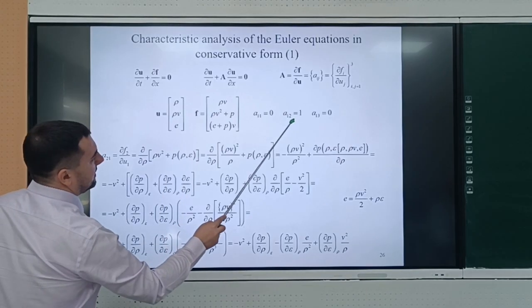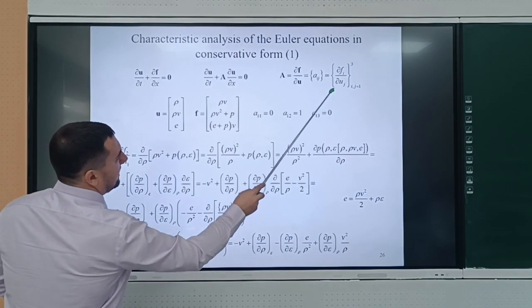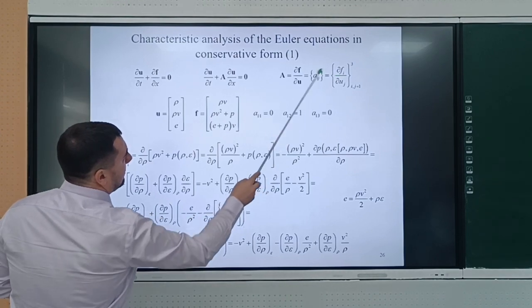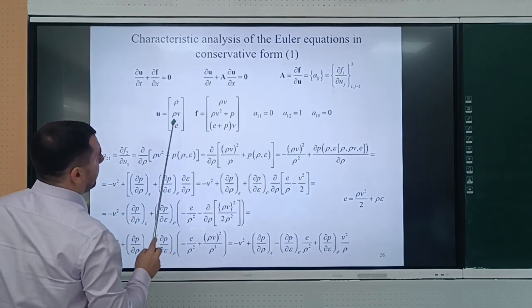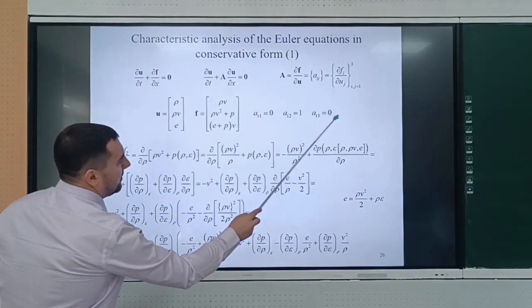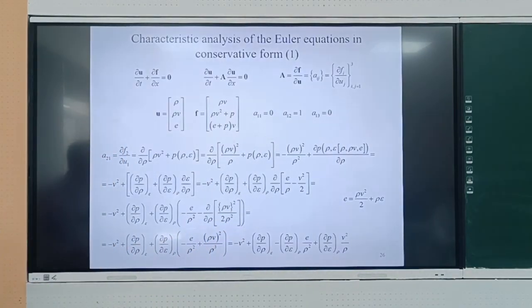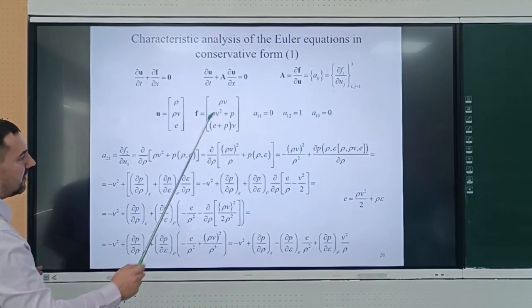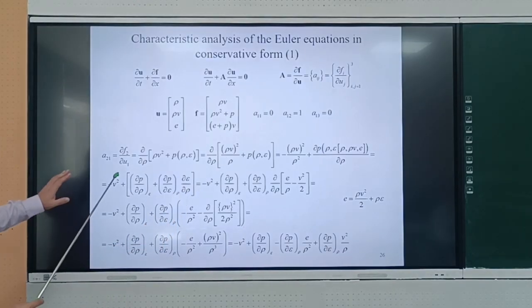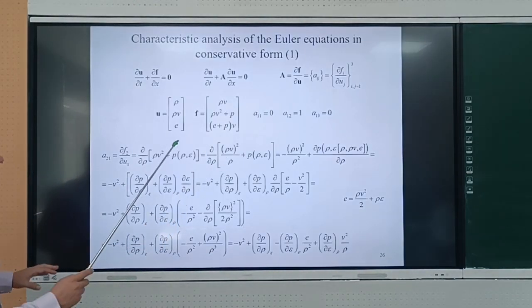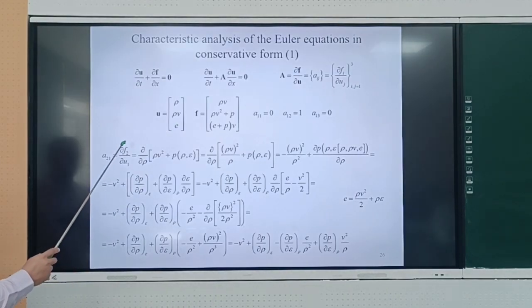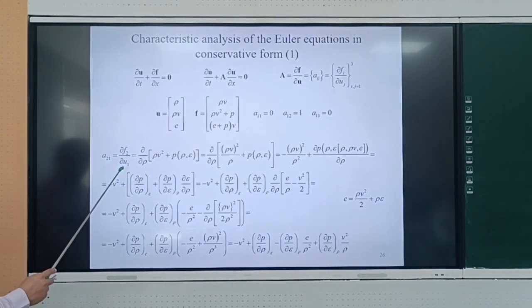That is why unity. And then a13 equals 0, because df1, rho, v and e are independent variables. That is why the first row of matrix A for the Euler equations is very simple: 0, 1, 0. But this is the second one, a21. We need to compute the partial derivative of df2 over du1.